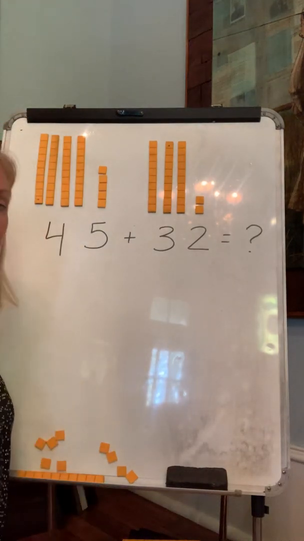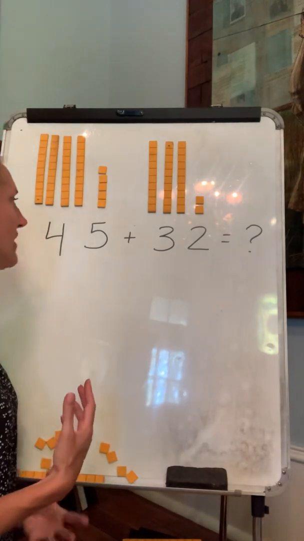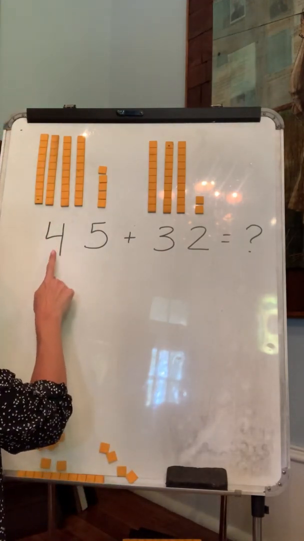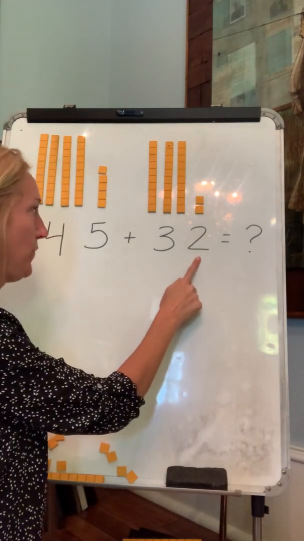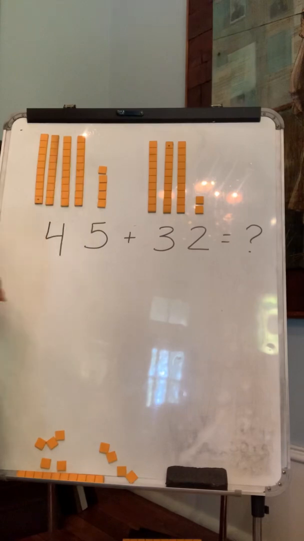We are going to be adding some more big numbers, some two-digit numbers. This one is 45, and then we're going to add it to 32. And I made it with my base 10 blocks up here, my squares.